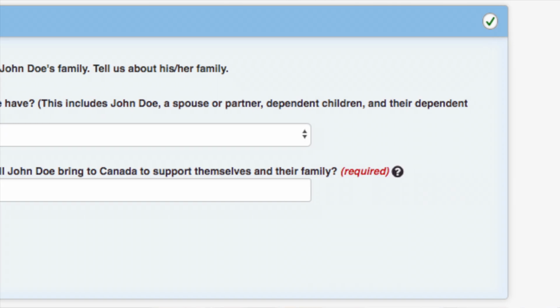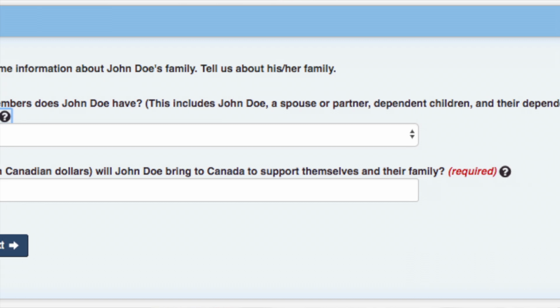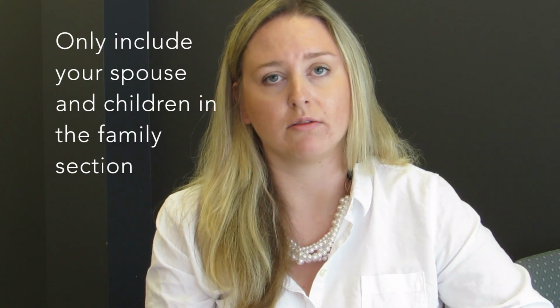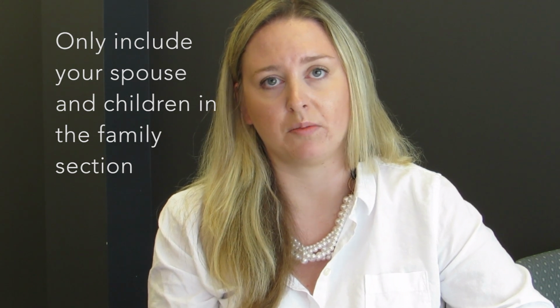And lastly, the family section under the personal details section: make sure that you include only the family that's in the application. This is your spouse or dependents, which are children, and don't include your parents or aunt or anything. It's only the people who are actually coming with you to Canada, and the people who are eligible for this are only your spouse or your dependents.